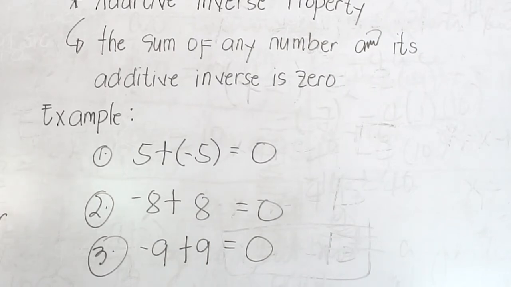Number 2, negative 8. So the inverse of negative 8 is positive 8. So negative 8 plus 8 is equal to 0. So don't forget, the inverse is the opposite of the number or the integer. So number 3 is negative 9 plus positive 9 is 0. So that is the additive inverse property.